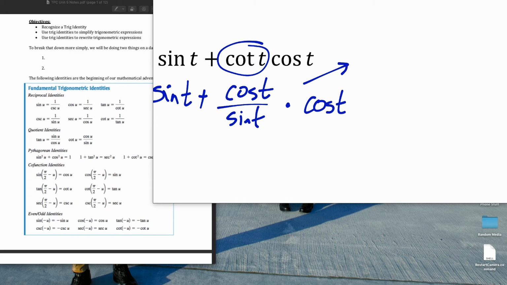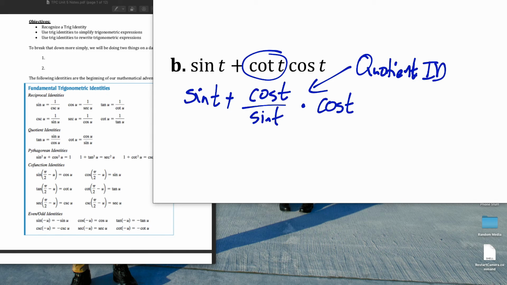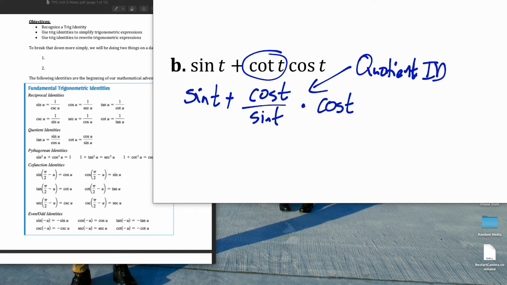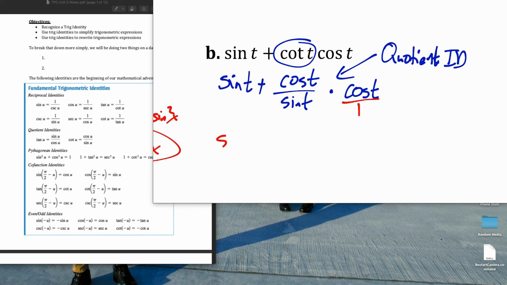What we just did there was use a quotient identity. So again, cotangent is the same as cosine over sine. Now, we have a multiplication going on in that fraction on the left. So we have sine of t plus cosine of t over sine of t times cosine of t. I'm just going to set the cosine of t over 1. That way we can do sine of t plus, when we multiply those two fractions together, we get cosine squared of t over sine of t.